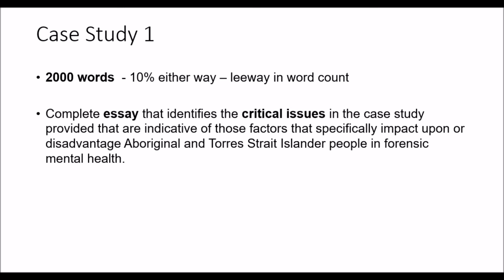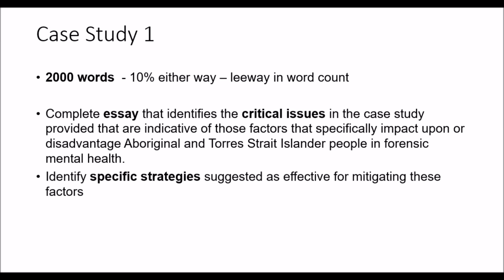Complete an essay that identifies the critical issues in the case study provided that are indicative of those factors that specifically impact on or disadvantage Aboriginal and Torres Strait Islander people in forensic mental health. So don't forget the forensic mental health component, and forensic mental health being more than prison. Identify specific strategies suggested as effective for mitigating these issues. So what are you going to do with Georgia herself, and more broadly with the broader population in forensic mental health? Support choice with literature.